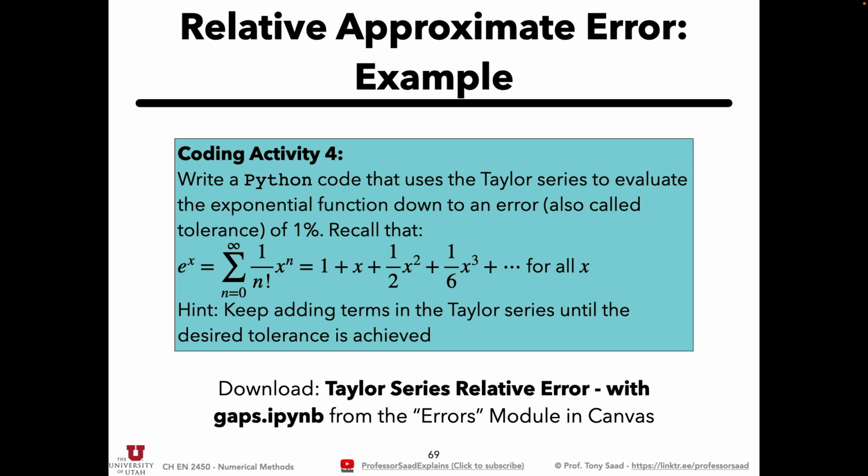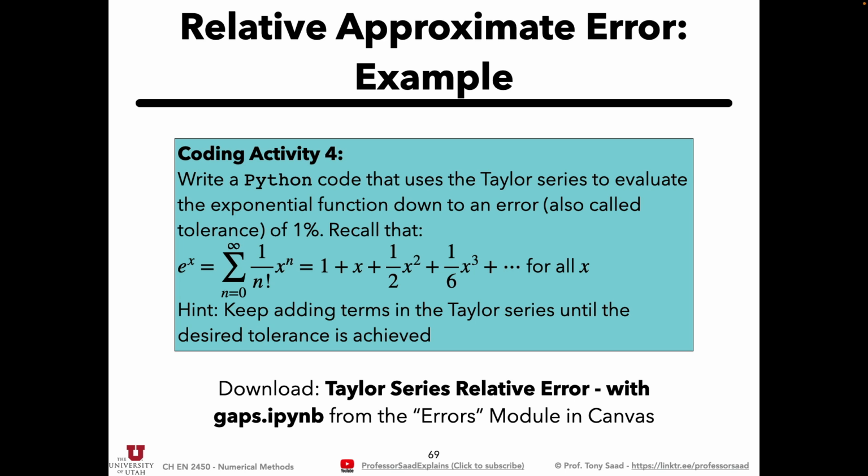Relative approximate error? Yes, because we don't know the true value. We're trying to compute a value. So the error in calculating this, if we want it to be less than 1%, has to be a relative approximate error.